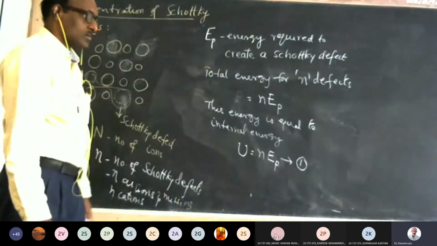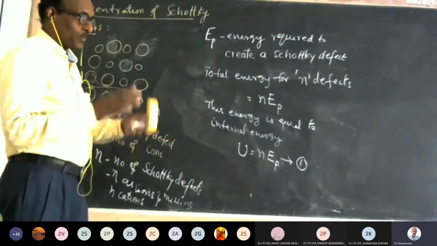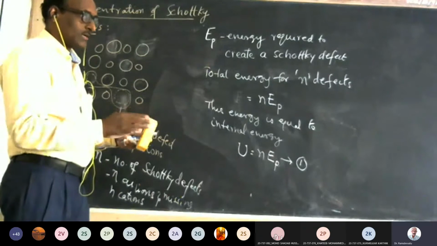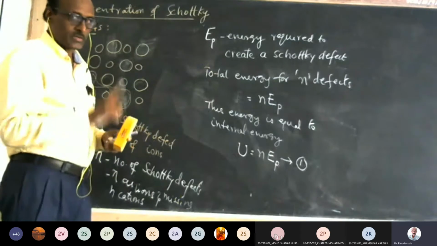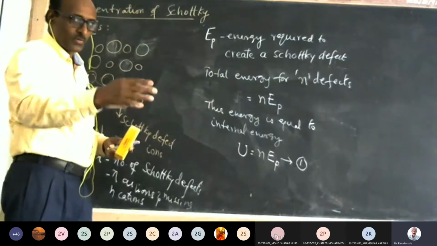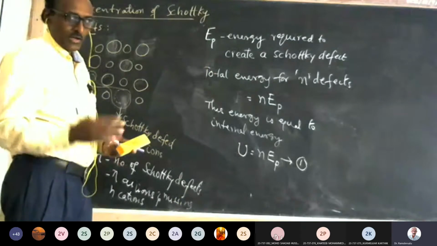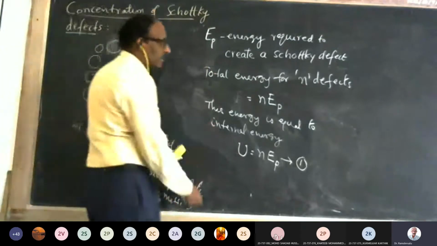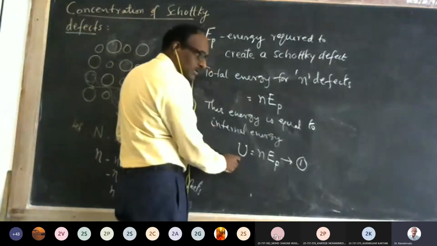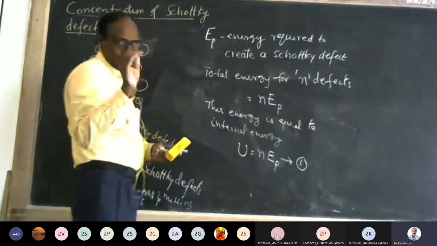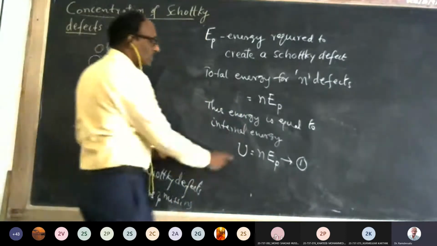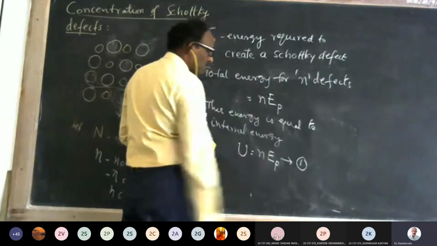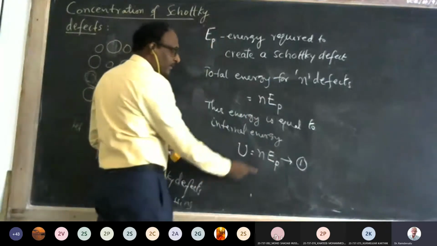Okay. So the point at which you started creating Schottky defects, first with 1 Schottky defect, then 2, 3, 4, and maybe anything, I started that as internal energy. This internal energy is because of defects only I am taking. So U is equal to n into EP is the total. Did you understand why I am multiplying by n?